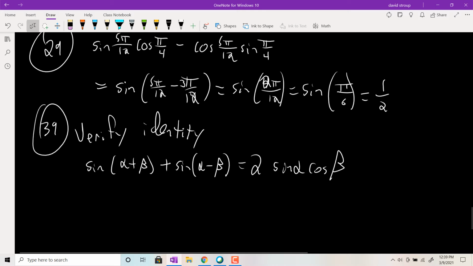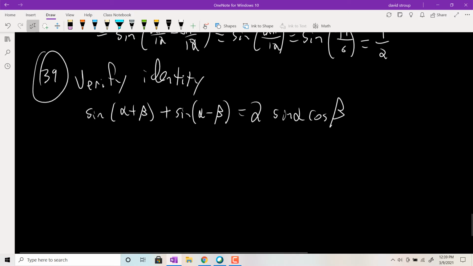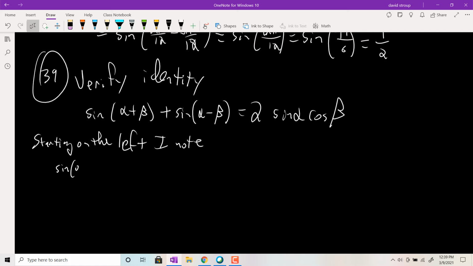Okay. So I'm going to start on the left side. So I expect you to write that out, starting on the left. And then you copy down the left side. So starting on the left, I note sine of alpha plus beta plus sine of alpha minus beta.